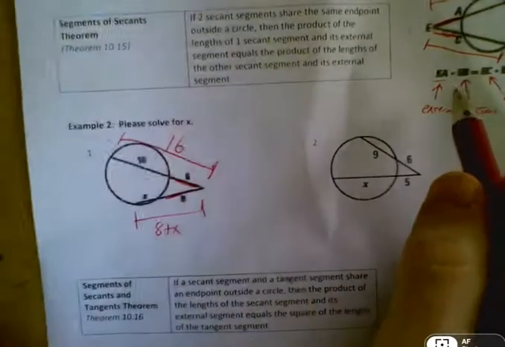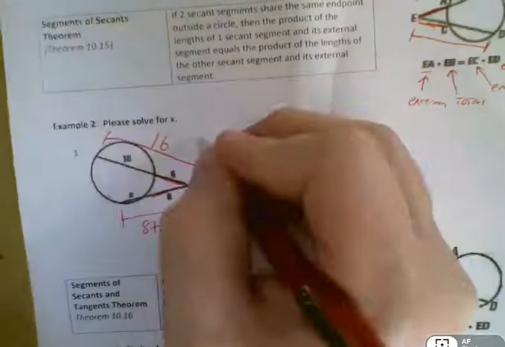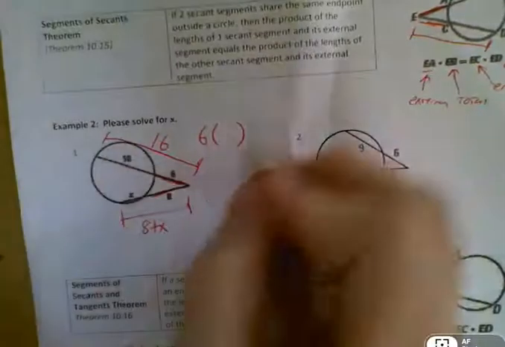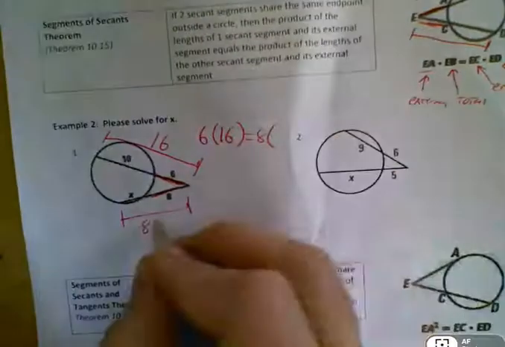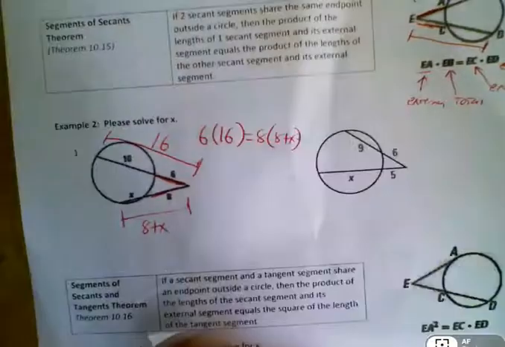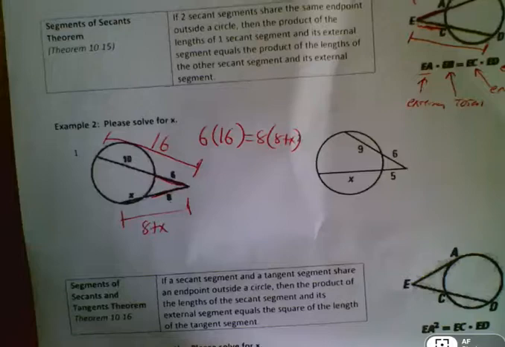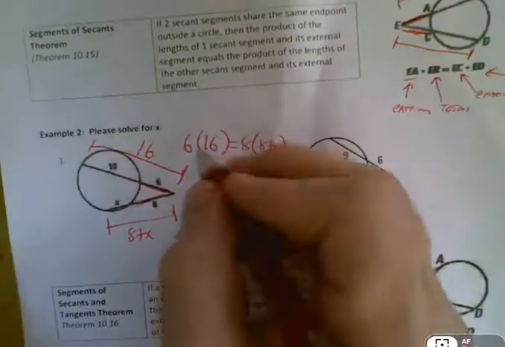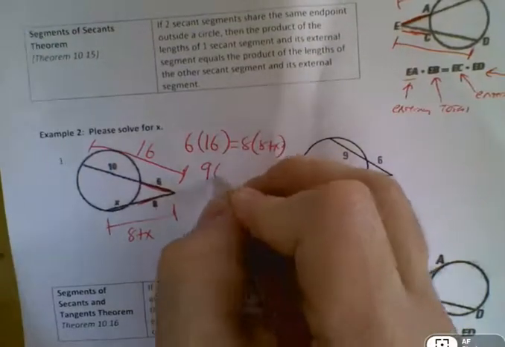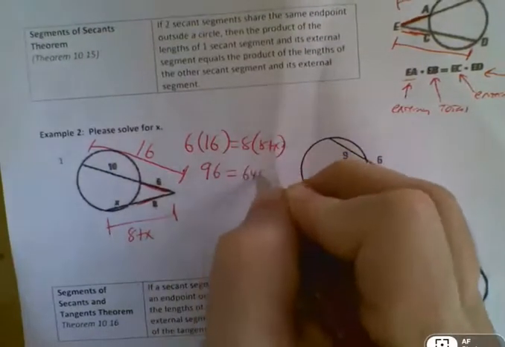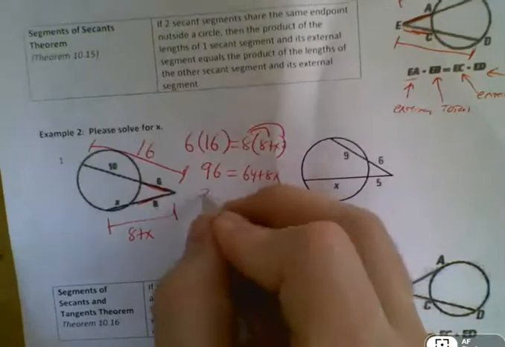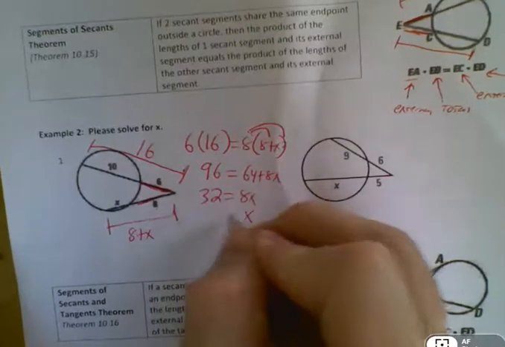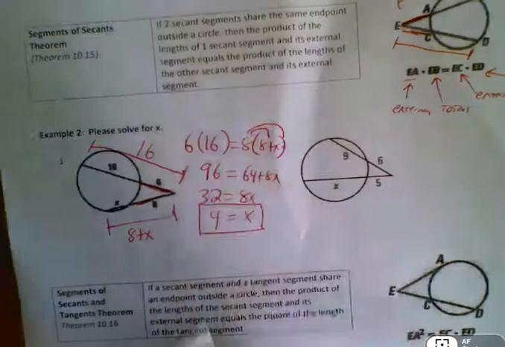So according to my pattern, I'm going to do external times total. External is 6 times total is 16 equals external is 8 times total is 8 plus x. And there's my setup. 6 times 16, that's just straight up, no big deal, 96. This is 64 plus 8x, don't forget to distribute. Subtract 64 from both sides, and I think we're home free. Looks like x equals 4.